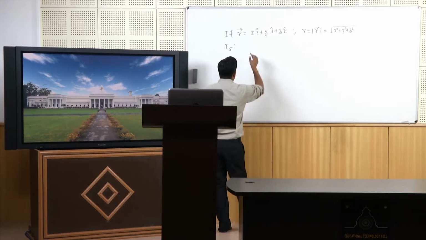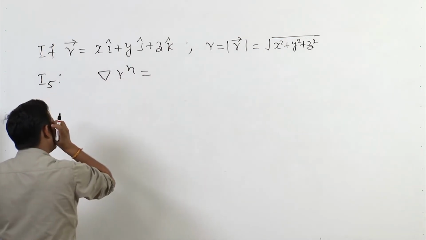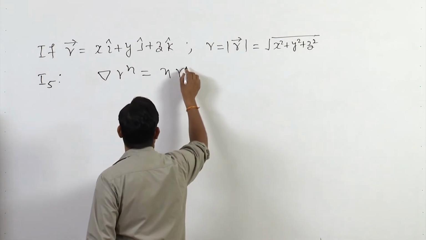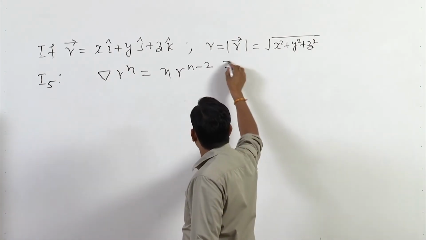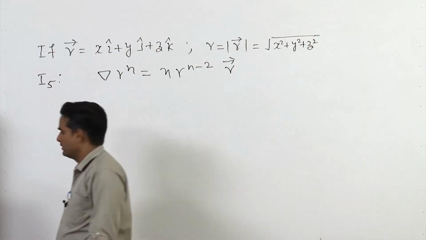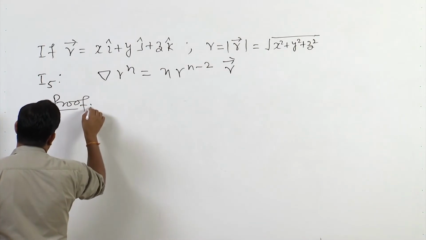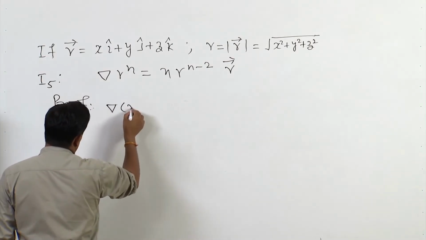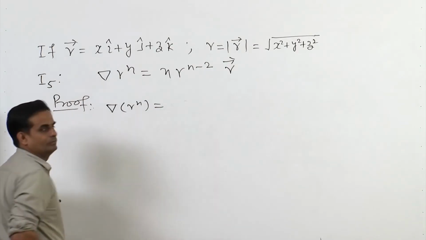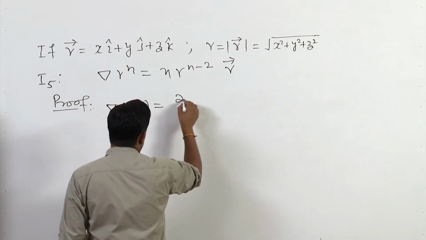So, this is the end of the proof, and let us take the final identity on this track. It is saying that the gradient of r raised to power n can be written as n r to the power n minus 2 times vector r. Again, we will go with the same process.